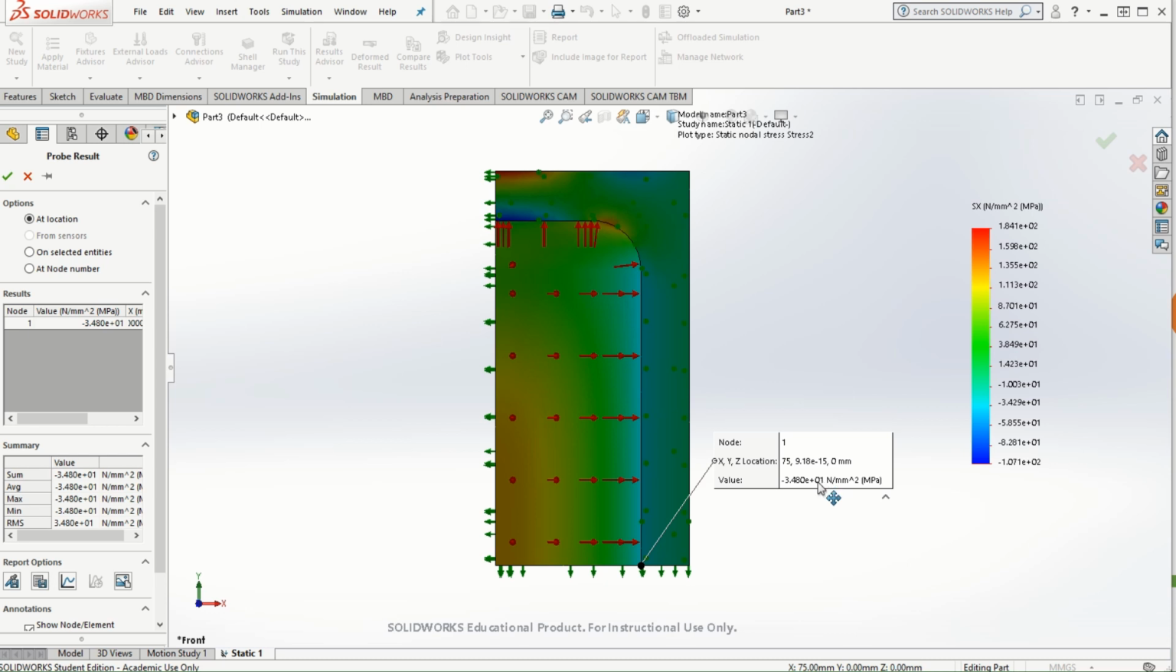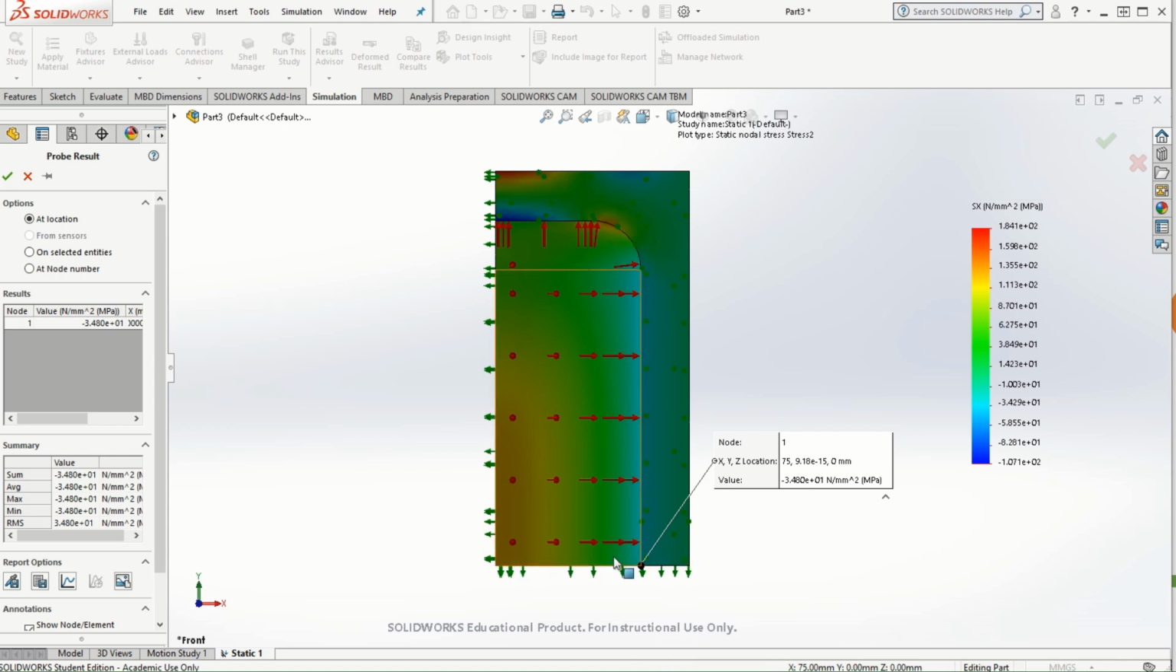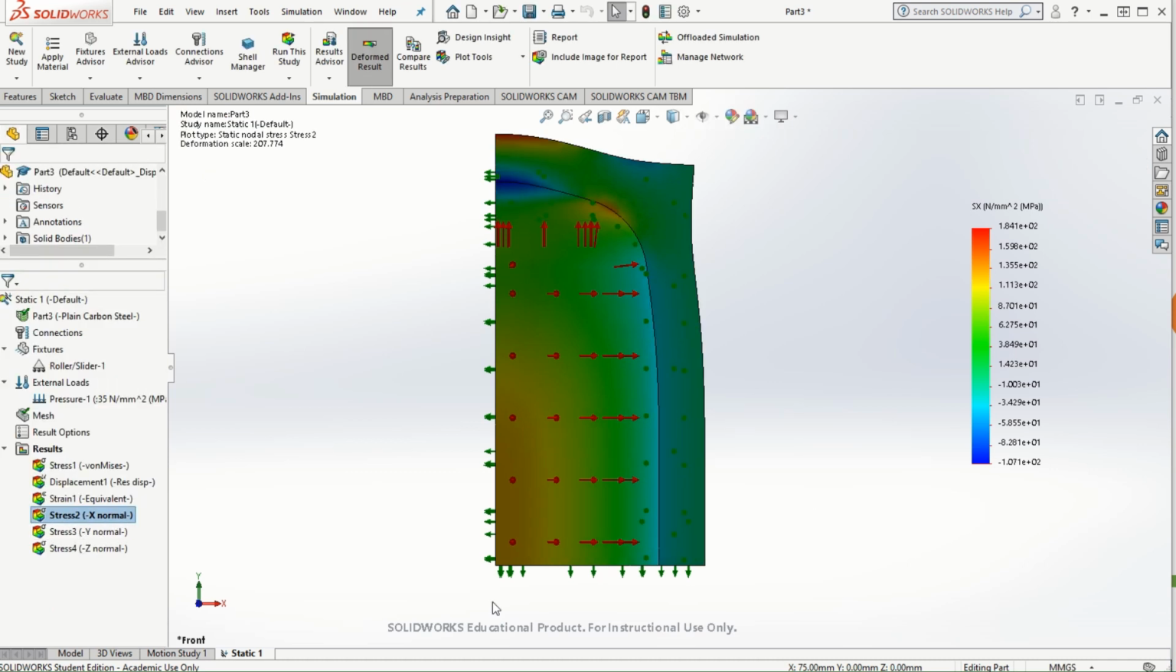So let's go back to the theoretical verification and see if that's the negative 34.8 or basically negative 35 megapascal. So that compares really well with the radial stress value. So along the x-axis direction, that is the radial stress value of 35 megapascals, which is confirmed.